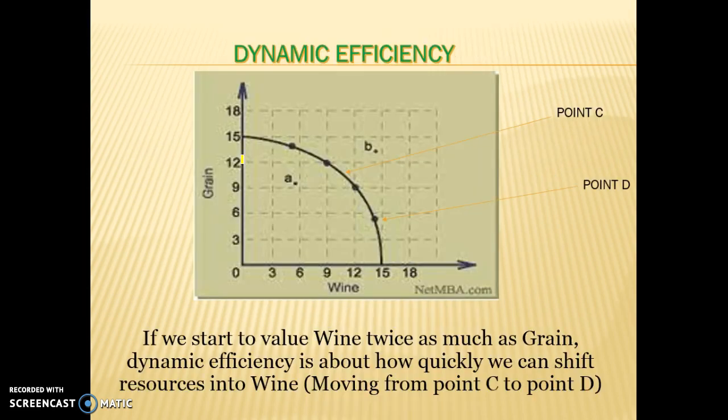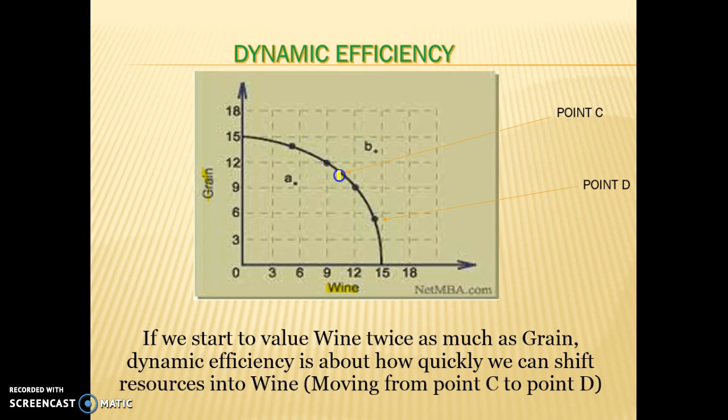So representing dynamic efficiency on the PPF, here's just a simple example. Let's say that an economy was producing grain or wine and they valued both goods and services equally. So one unit of output was the same regardless. Well, where would be the most allocatively efficient point?